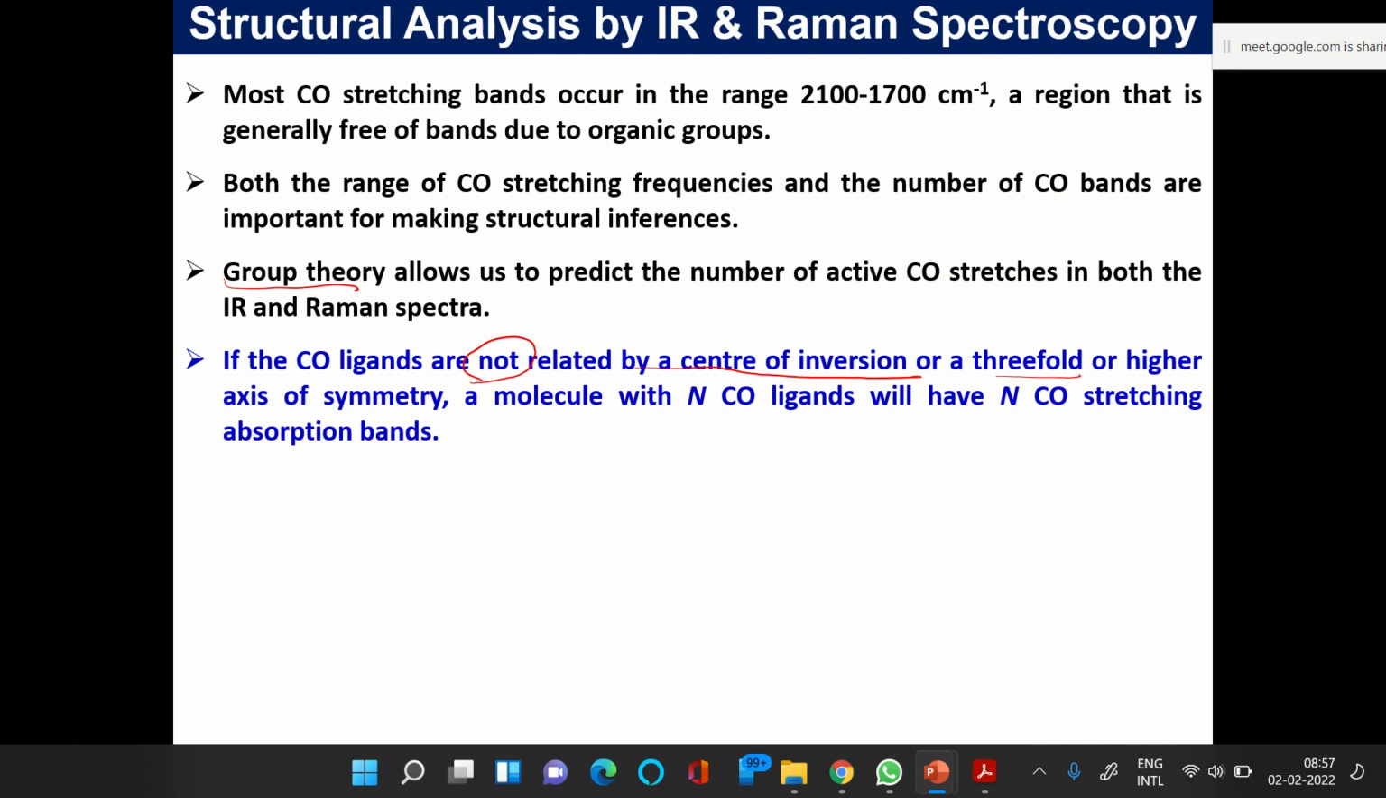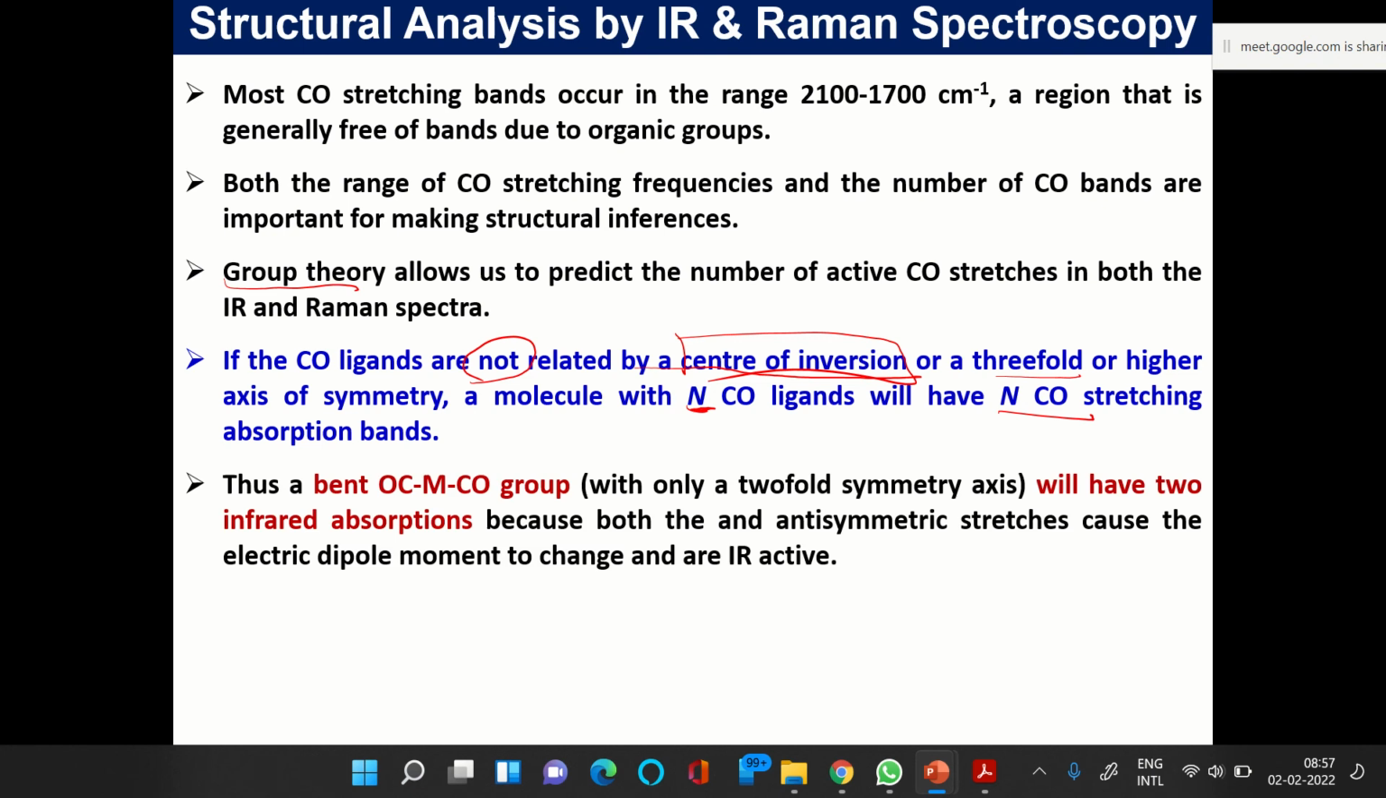normally what we expect under these conditions is that if there are n CO ligands, there will be n stretching absorption bands. If there is no center of inversion and no threefold or higher axis of symmetry, it corresponds straight away to the number of ligands. Stretching absorption bands means IR that we are talking about. Raman is not an absorption band.